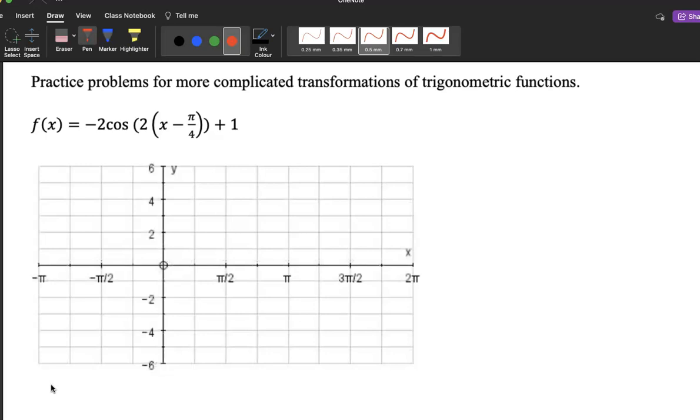I'll show you two distinct ways of doing this. One way of doing it is you're looking at the amplitude, period, and everything. You look at it in terms of transformation. Amplitude is this, right?